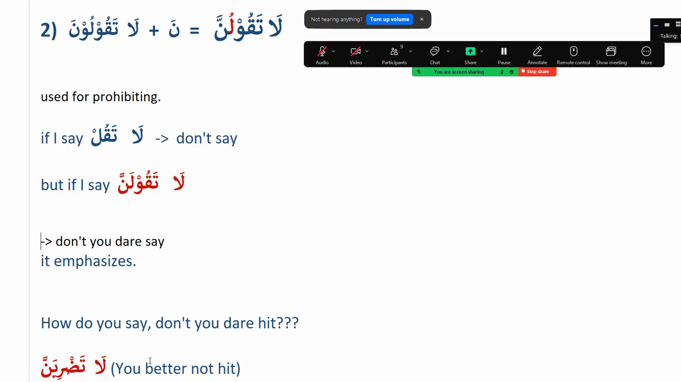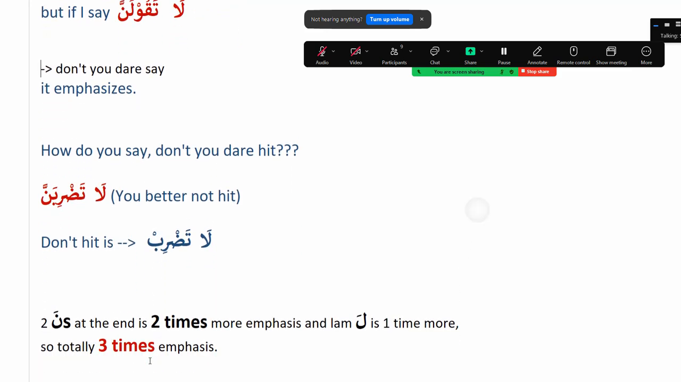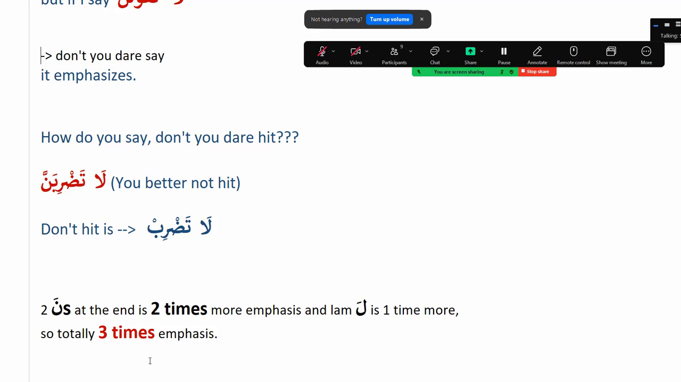So it becomes la tadribanna. You better not hit, right? Tadribanna. And don't hit is la tadrib, right? But you're saying it with a lot of emphasis, la tadribanna. Now, two noons at the end is two times more emphasis and lam is one time more. So totally you have three times emphasis, okay?